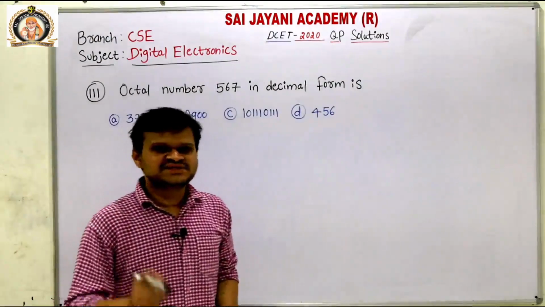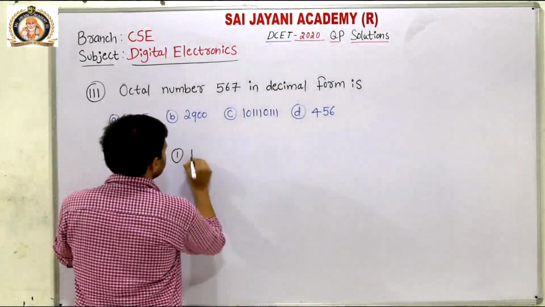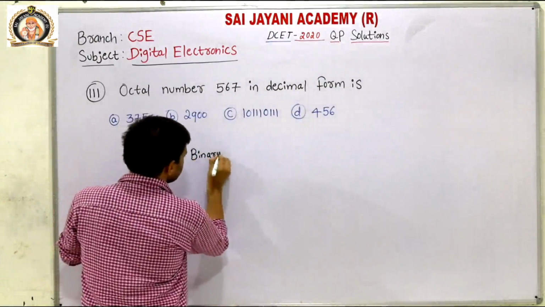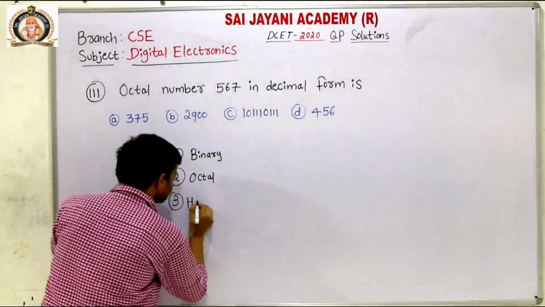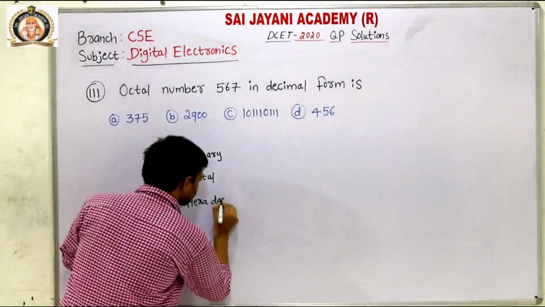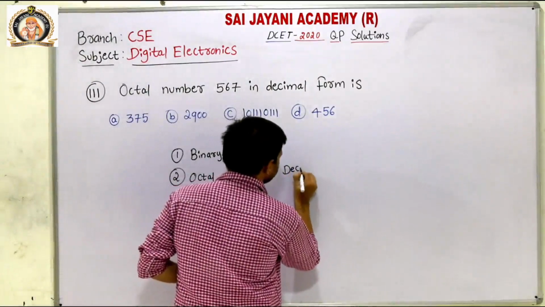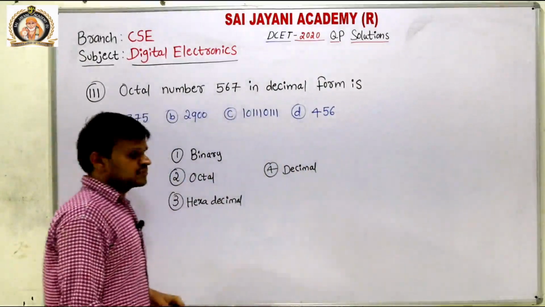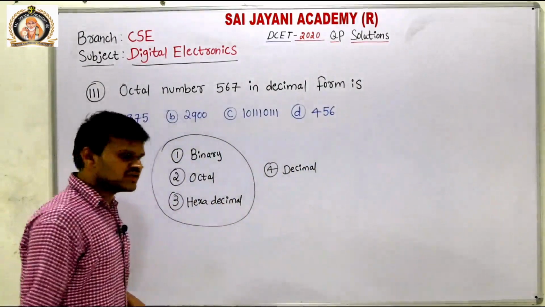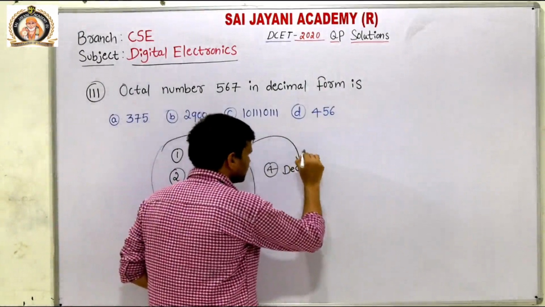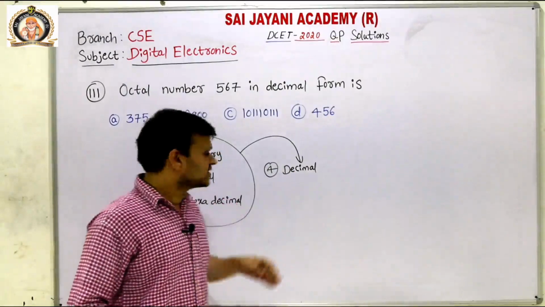According to Diploma CET syllabus, we mainly came across 4 number systems. The first one is binary number system. The second one is octal number system, and the third one is hexadecimal number system, and the fourth one is decimal number system. Here, any of these number systems can be written in the form of decimal number system by just multiplying that number with the multiples of that base number.